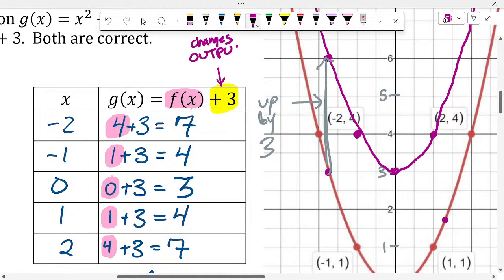Wait, hold on. Can you scroll down to the second question? I just want to see something. Not yet. Give me a sec.